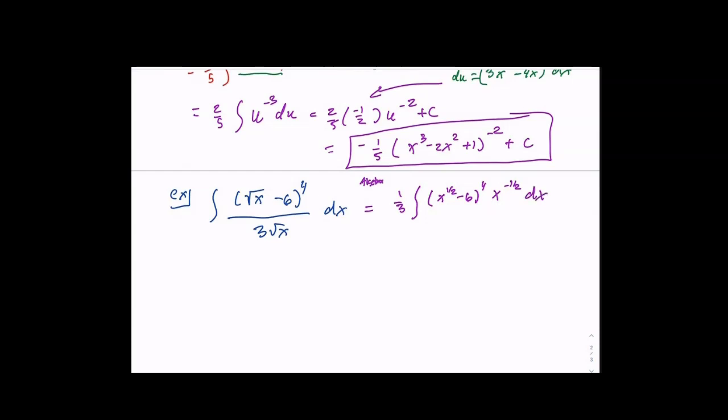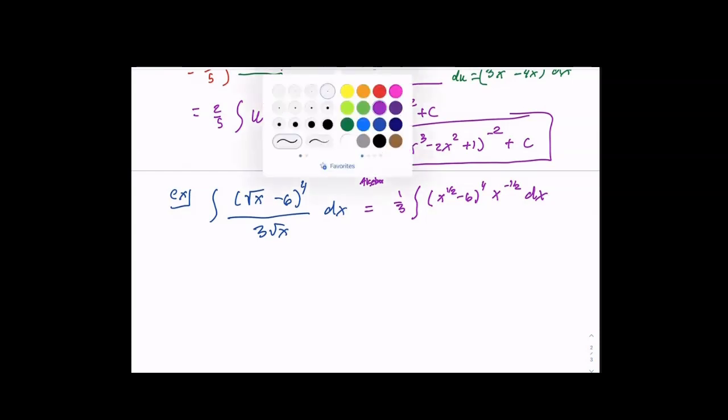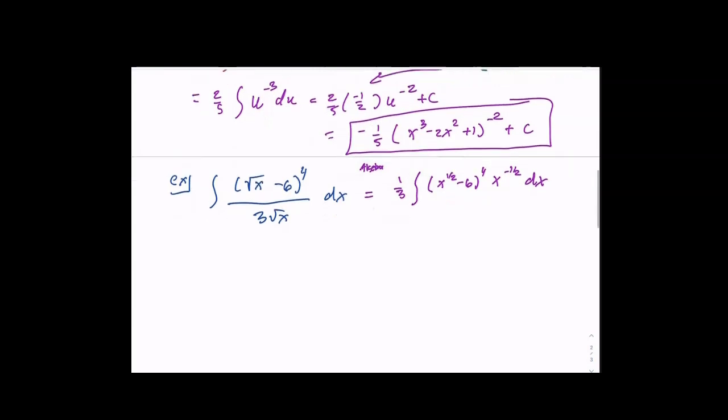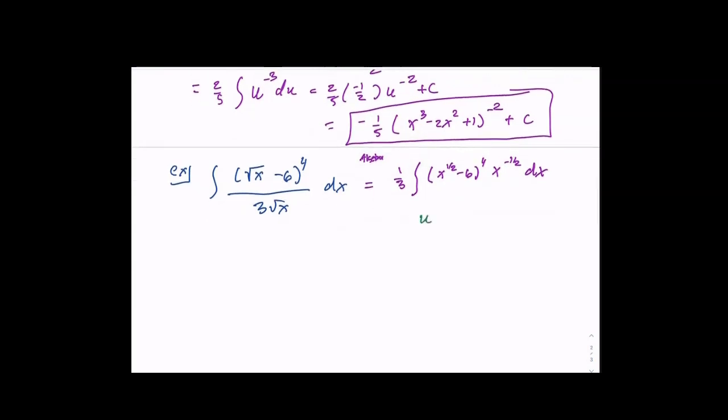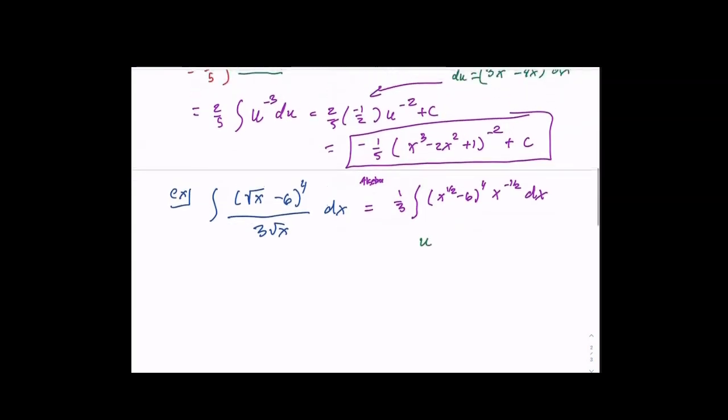Now, the hardest thing about this problem is rewriting it here. This is the hardest part, and you can only do that by practice, recognition, and doing examples. Once you've gotten this, the rest of the problem is pretty straightforward. What is my u? Would it be x to the power of 1/2 minus 6? Good. And my du would therefore be?